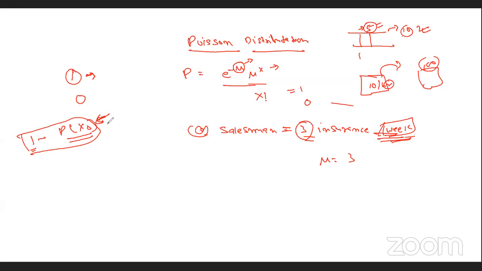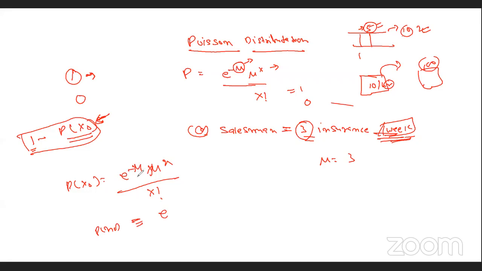Okay, now let's try to find this based on the Poisson distribution formula itself. The Poisson distribution formula says that P(x) equals e to the power minus mu, times mu to the power x, divided by x factorial. Now we have to find the probability of no sale, which is e to the power minus mu.